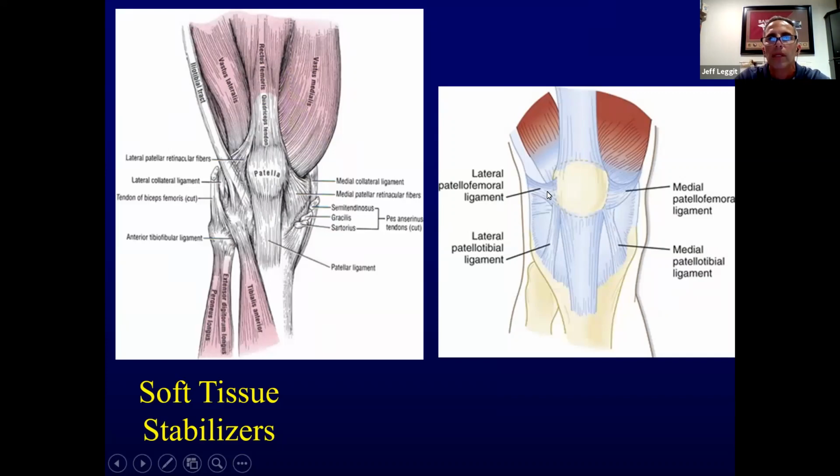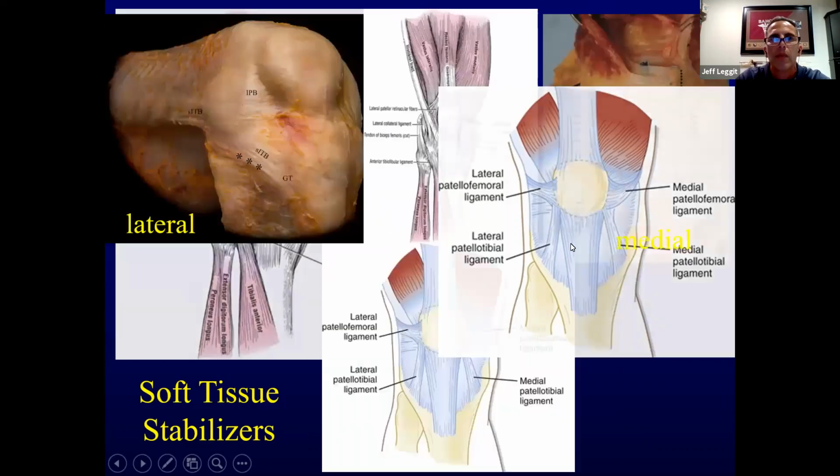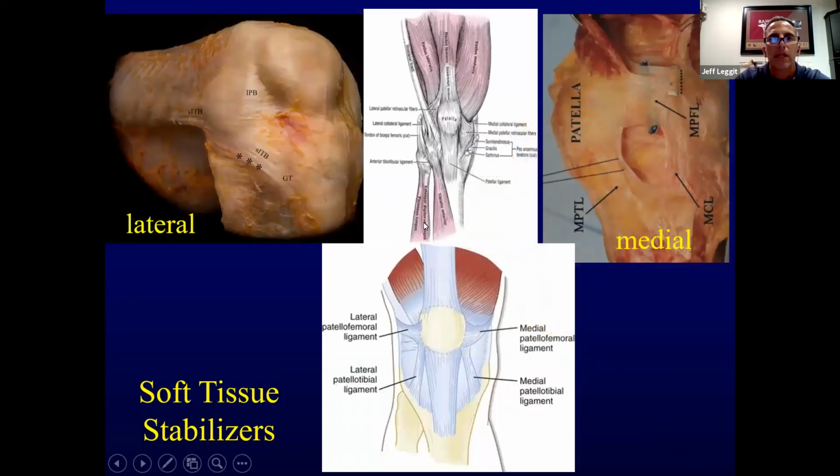And then there's ligaments, both a lateral patellofemoral ligament and an all-important medial patellofemoral ligament, which is important when you have a lateral patellar dislocation that leads to an MPFL tear. And there is also the patellotibial ligament, both on the medial and lateral side. And this is a cadaveric section of both those.